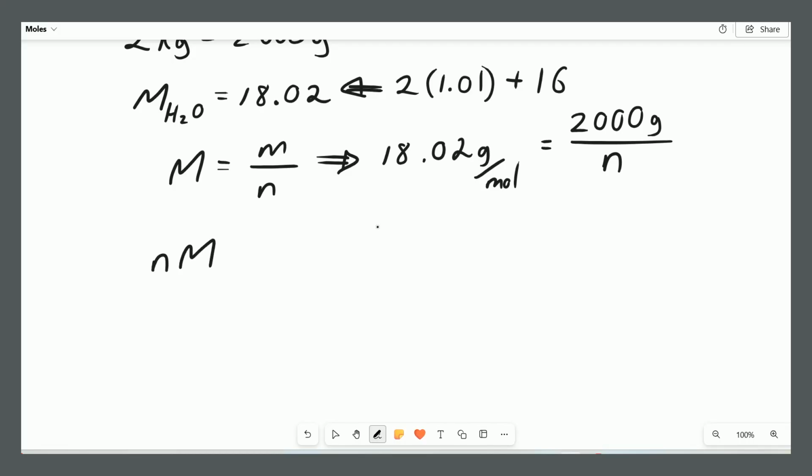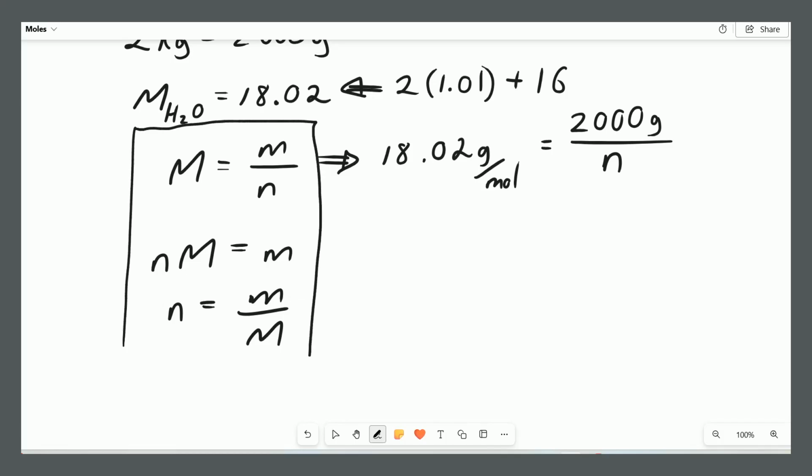number of moles times molar mass equals the mass of the total substance, right? So from that, we can then divide both sides by capital M, and we get lowercase n, the number of moles, equals mass over molar mass. All three of these are the same equation, just written to isolate a different variable.